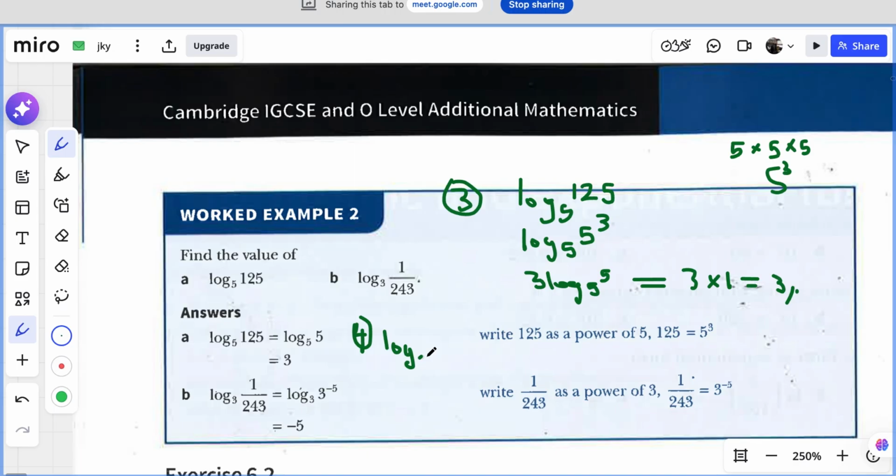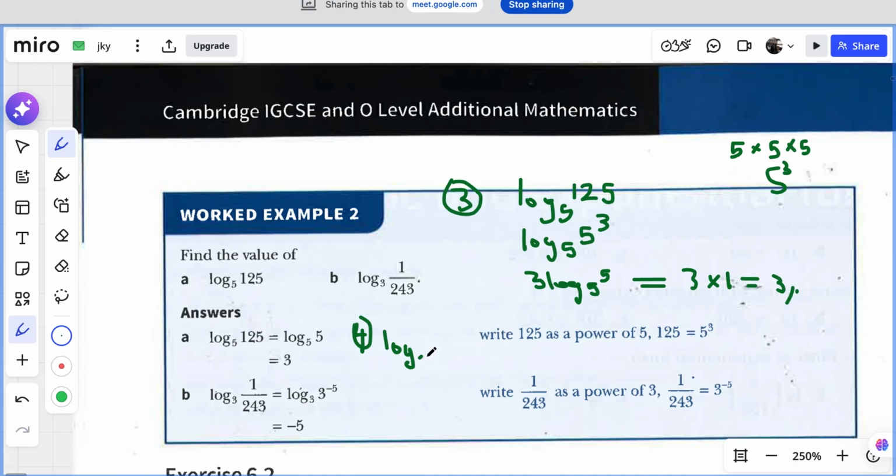So I can rewrite this to be log 3, then 3 raised to power negative 5. Remember this in indices: when we say a raised to power minus 5, this will be 1 over a raised to power 5. Am I right? This will be 1 over a raised to power 5. That's the logic we did here also.